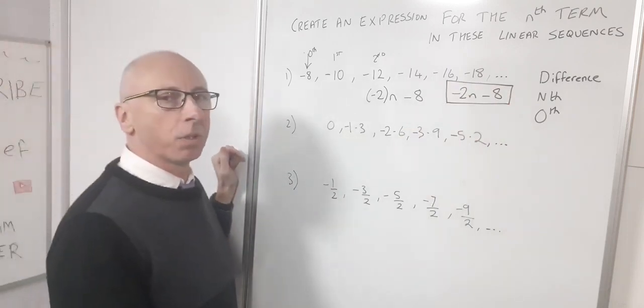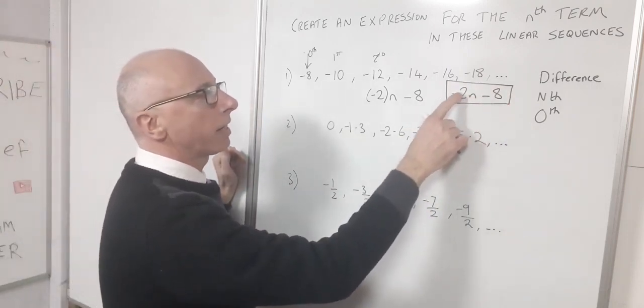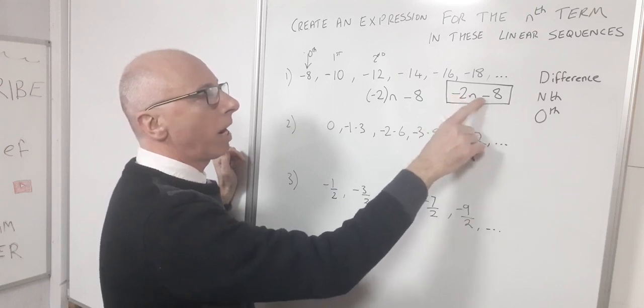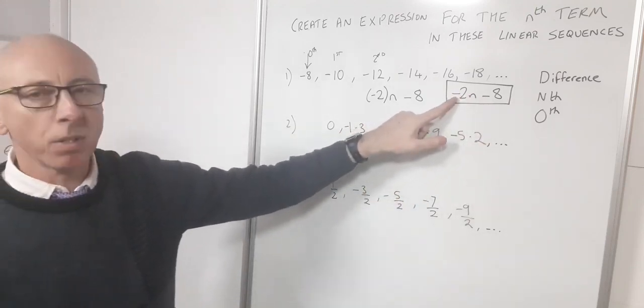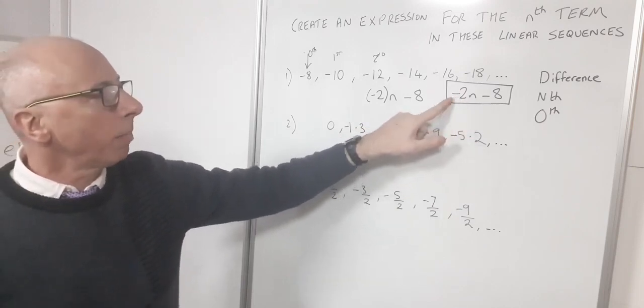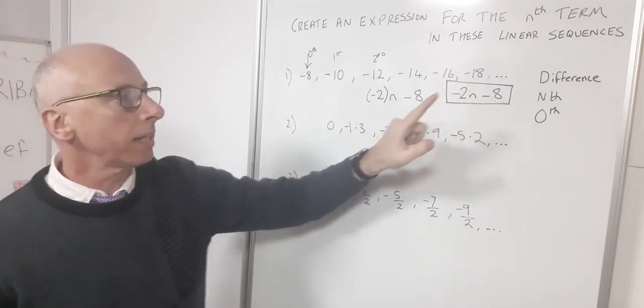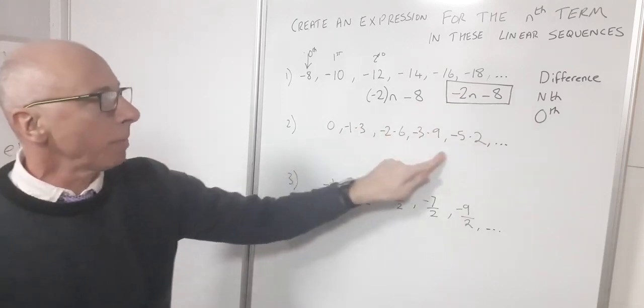Some videos I would write -8 at the front there, but as it's a minus, I'm still going to have a minus sign at the front. So if I get a positive there, I will do, but here it's not possible, so I write -2n minus 8. Now what about this next one?